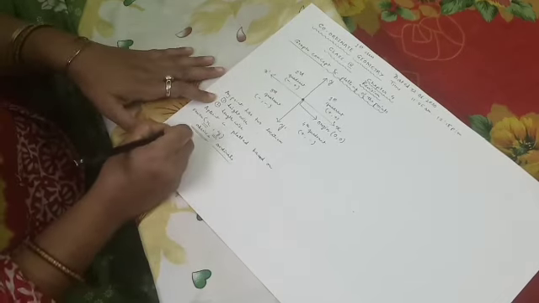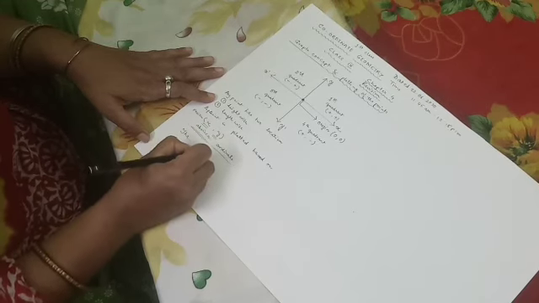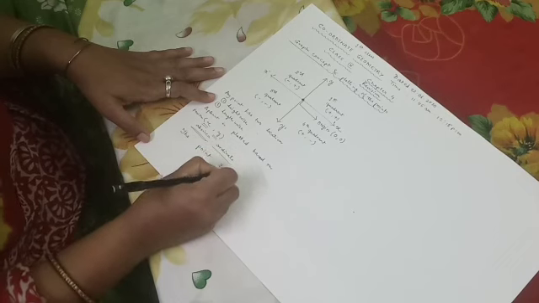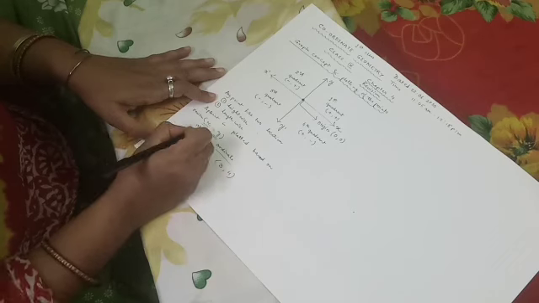So suppose the point is (3, 4). Now this point (3, 4), which one is your abscissa?